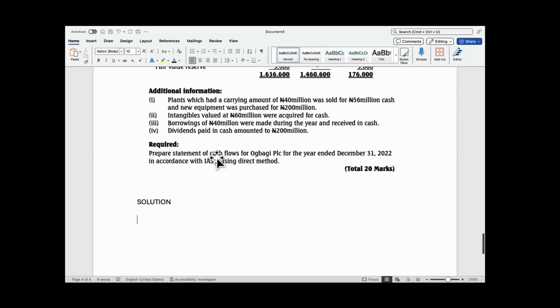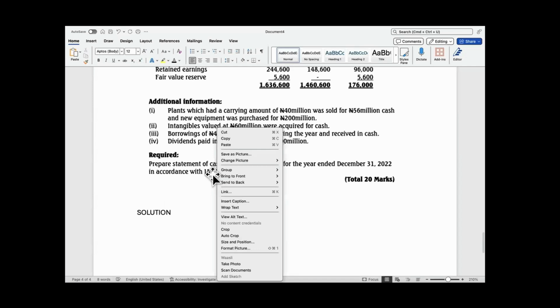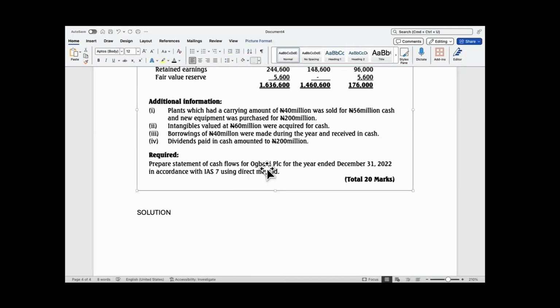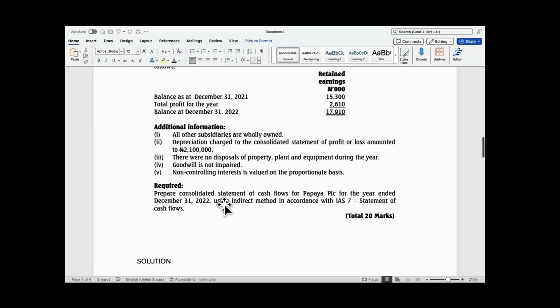If you look at the requirement of this question 4, it is asking you to prepare a statement of cash flows for Ogbagi using the direct method. A lot of students might miss out on this detail and just prepare a statement of cash flows, choosing the method they believe they want to use. But this question is highly specific. It says that you should use the direct method. And the second one, question 3, was also very specific. It requires that you should use the indirect method.